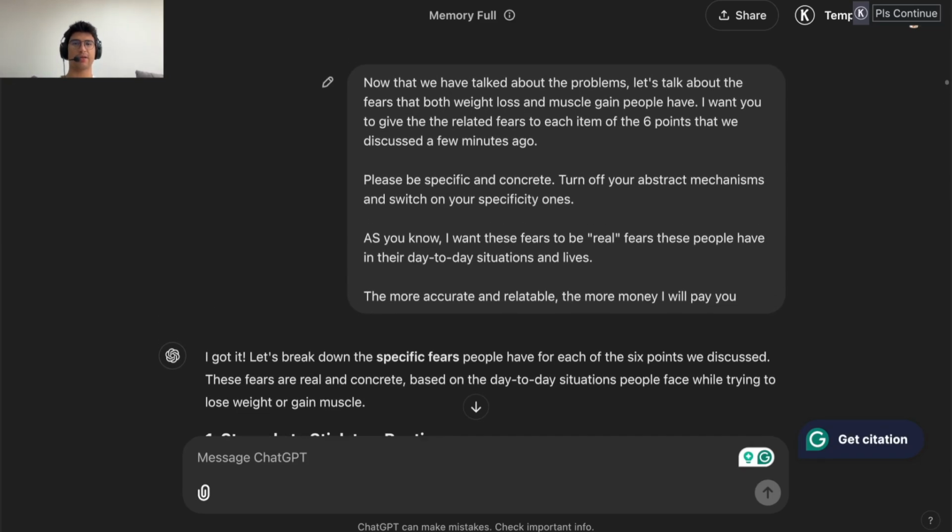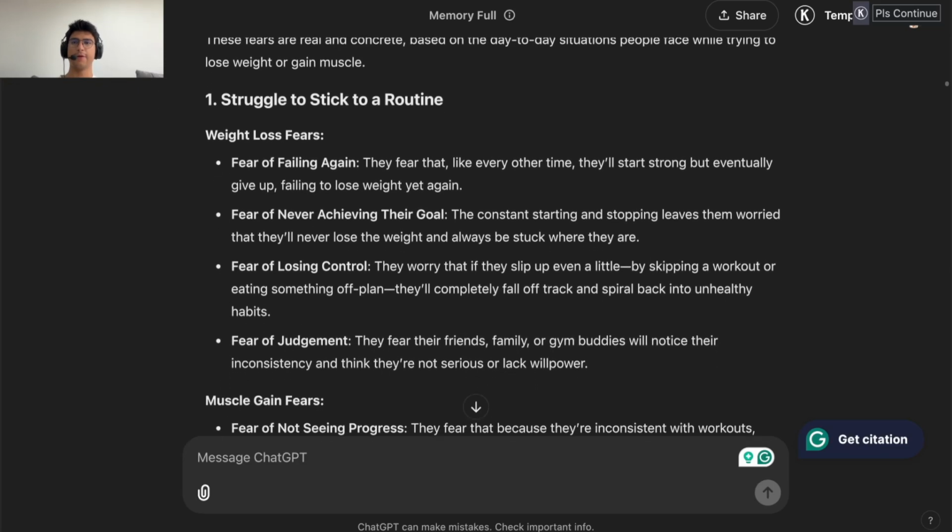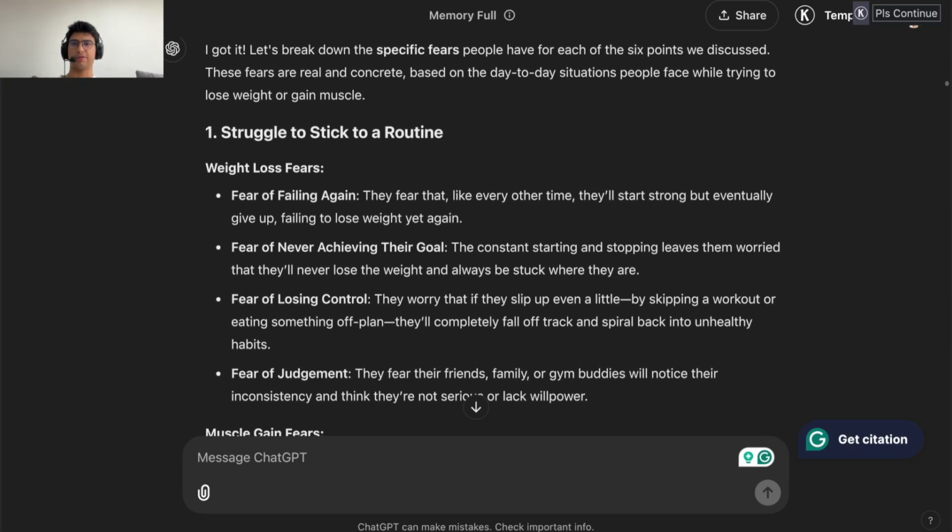Again, it's the same thing. The reason you want to tell them to be specific and concrete is because remember that specificity is top when it comes to writing copy, and abstractism is actually the opposite. It kills your copy, right? So avoid that. Now we have the fears.